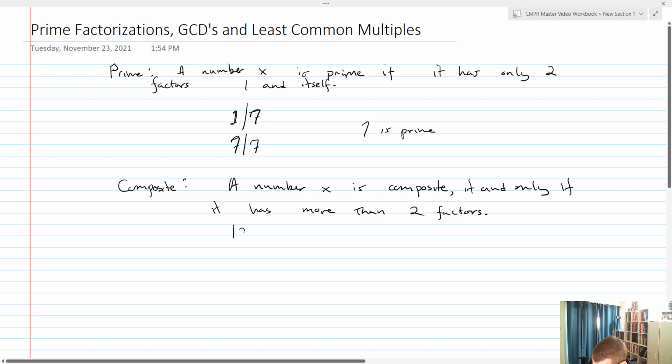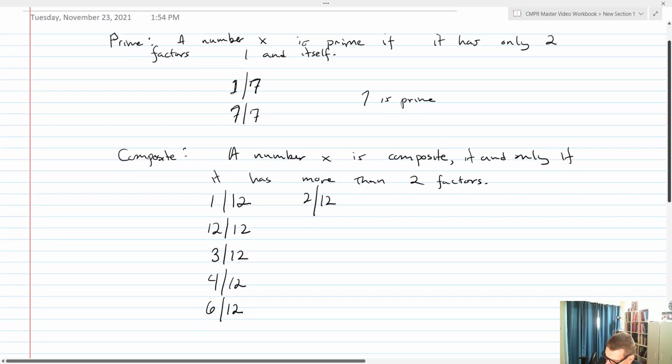So say, for example, we take 12. We know that 1 divides 12. We know 12 divides 12. But we also know that 3 will divide 12, and 4 will divide 12, and 6 will divide 12, and 2 divides 12 as well. So 12 actually has 1, 2, 3, 4, 5, 6 factors. 6 factors for 12.